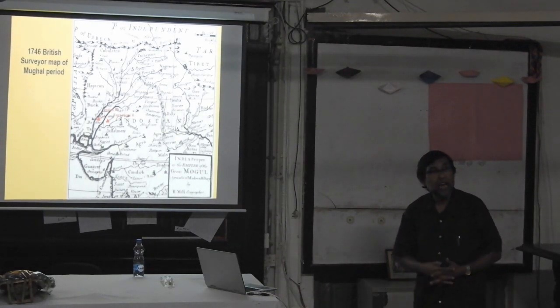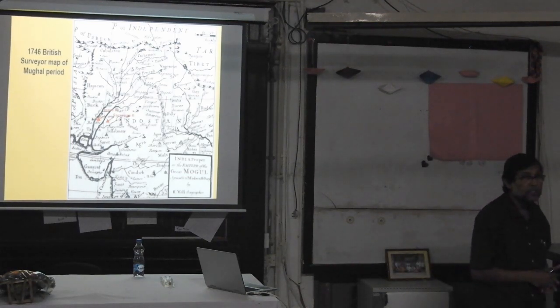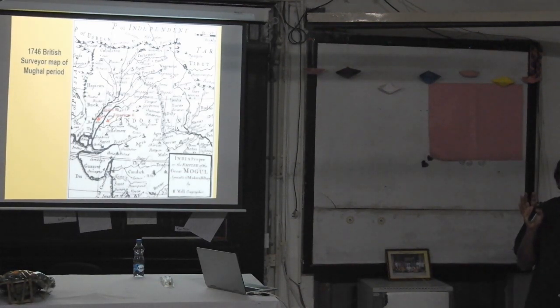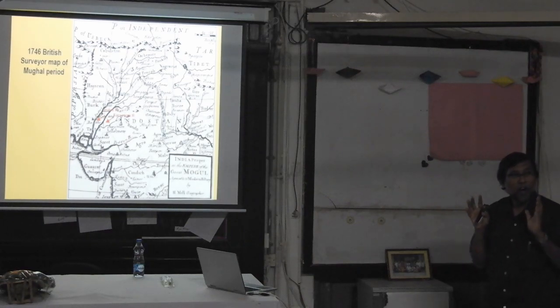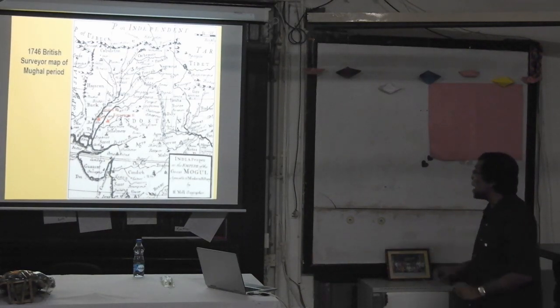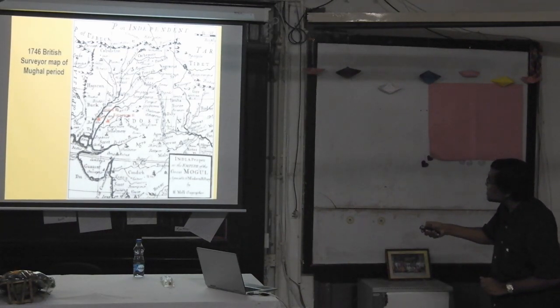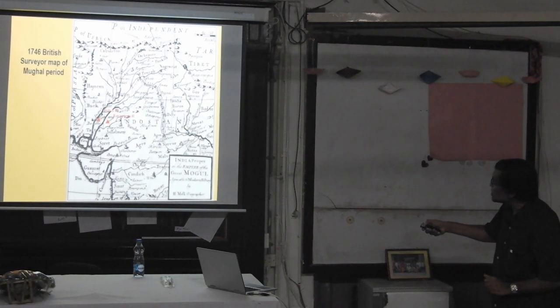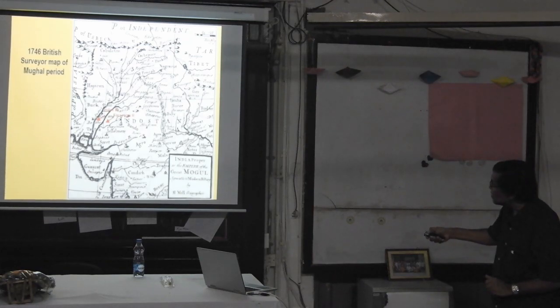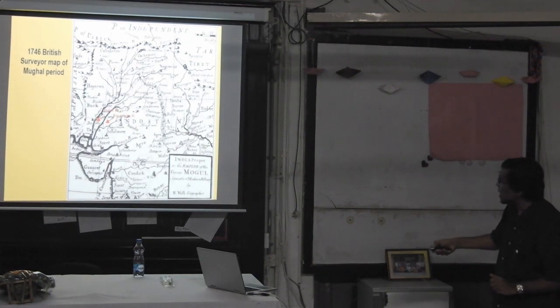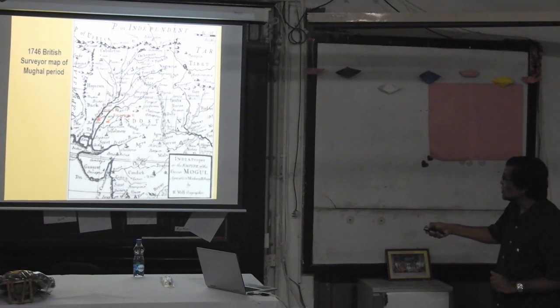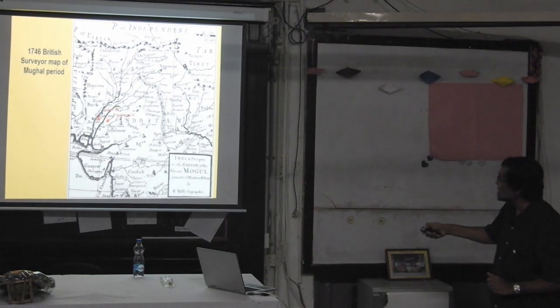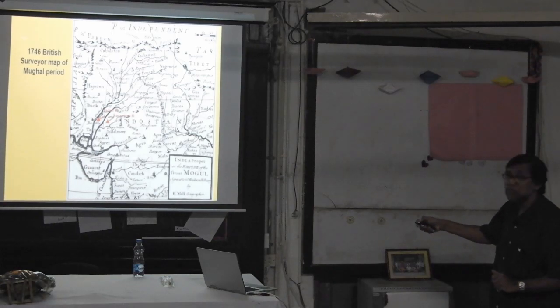But before I tell what story we found out, this is a map of 1746 by a British surveyor, which was done during the Mughal period. Okay, 1746, I don't remember who was the Mughal king, but he employed a Britisher to make this map. You can clearly see the Indus River here, okay? But you can also see that parallel to the Indus River, there is another river. And you see this? This is the Rann of Kutch. This is the Gulf of Cambay. And this is the Kori Creek. This river was there at least up to 1746.